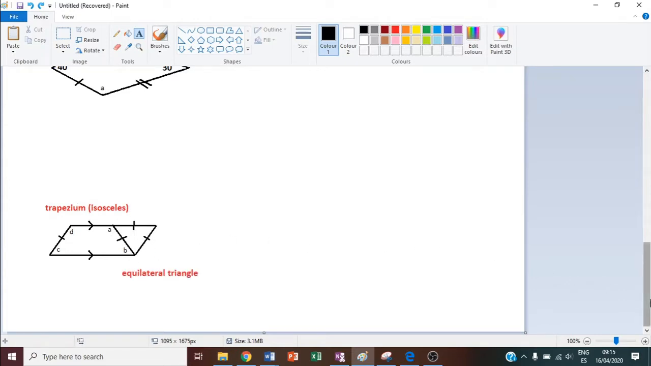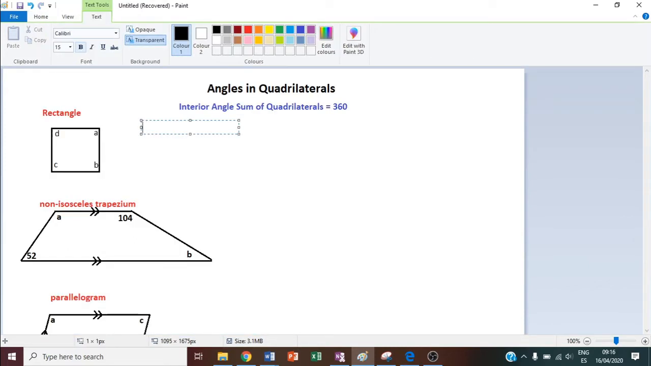So that should be enough to give us a good start on finding the angles. So we're ready to start up here with this rectangle. And one thing that you should know about rectangles is that all angles are 90 degrees. All angles.